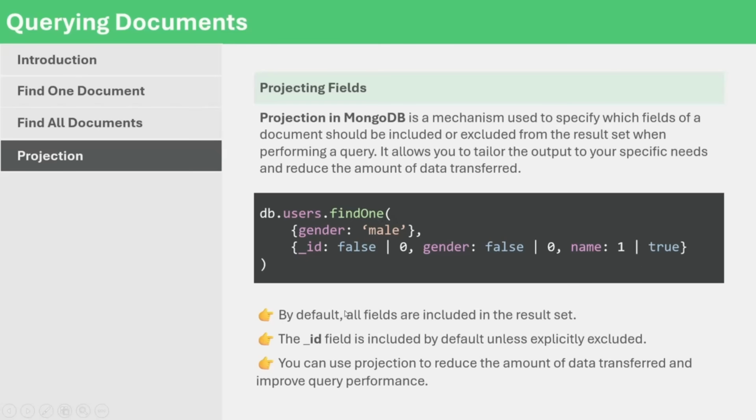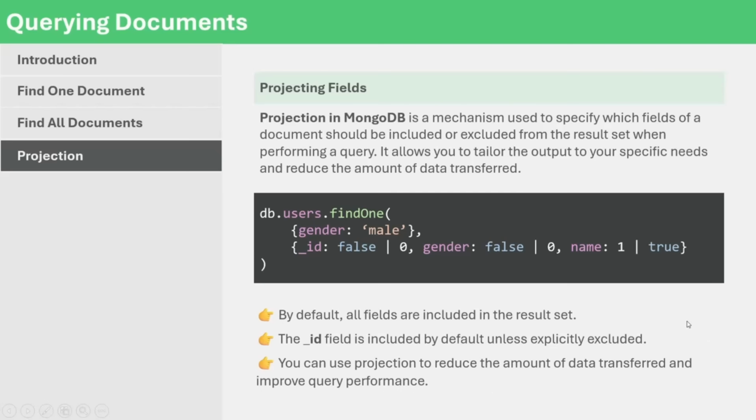You need to remember that by default, all the fields are included in the result set. If you don't specify this projection document, both the findOne method and the find method are going to include all the fields in the result. The ID field is included by default unless we explicitly exclude it by setting it to 0 or false. We can use projection to reduce the amount of data transferred, and it will help us improve the performance of the query.